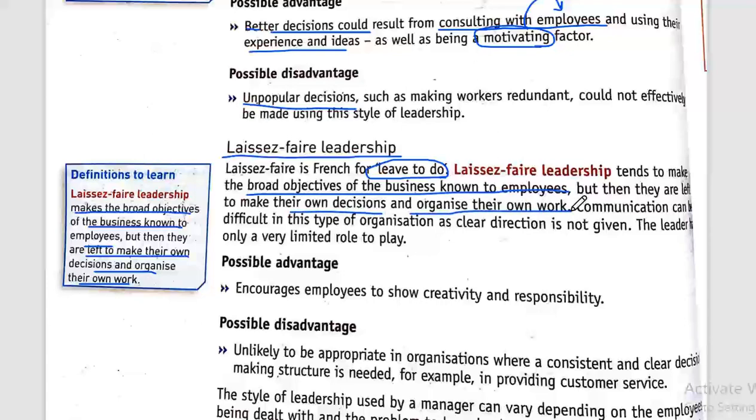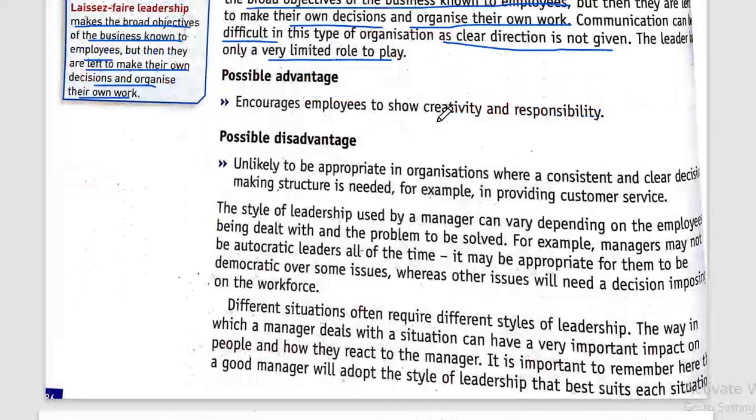So in this leadership style, the communication part is very difficult, and sometimes there's no clear direction for them, because they are on their own. So the leader has a very limited role to play. In laissez-faire leadership, the employees are doing, let's say, 90% of all the work. As an advantage, it encourages employees to show creativity and responsibility because they are on their own and they have to make their own decisions.